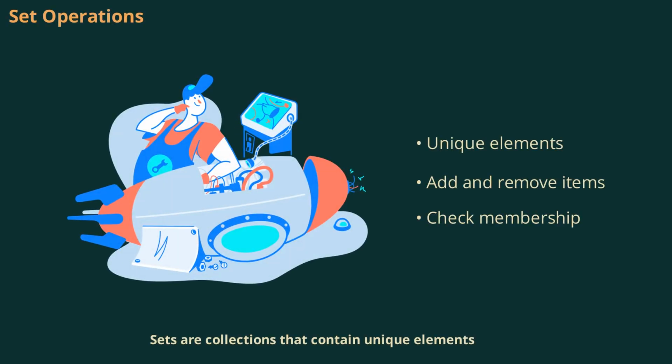Sets are collections that contain unique elements. Kotlin provides various operations to work with sets, such as adding, removing, and checking for membership. Sets are useful for ensuring uniqueness and managing distinct data. Mastering set operations is important for tasks like filtering duplicates and handling collections efficiently.